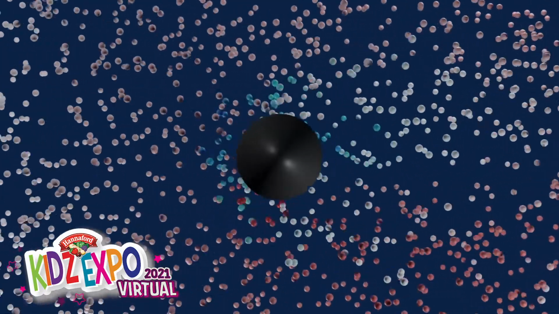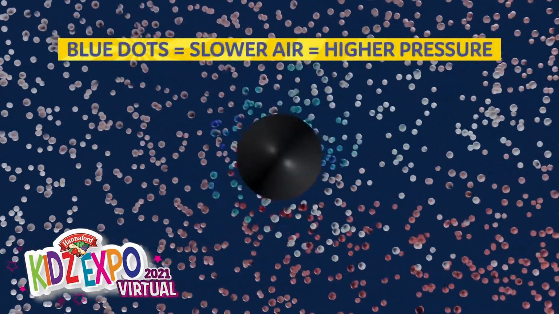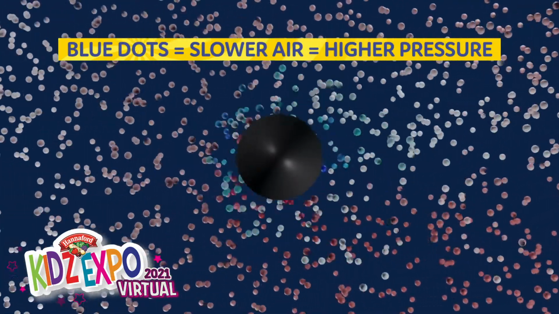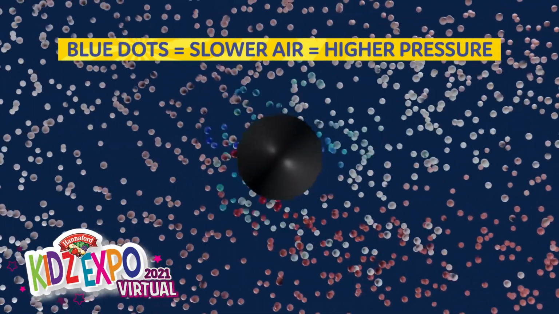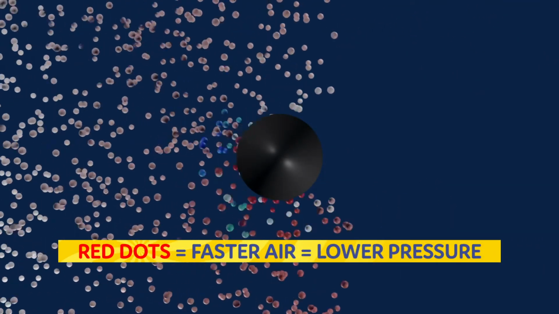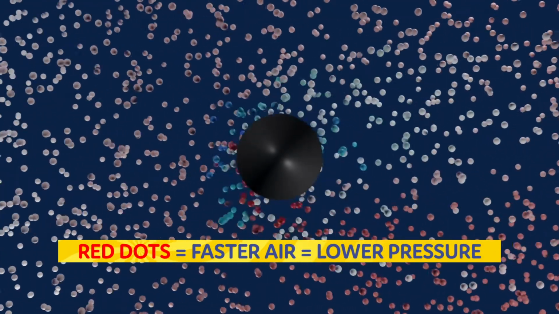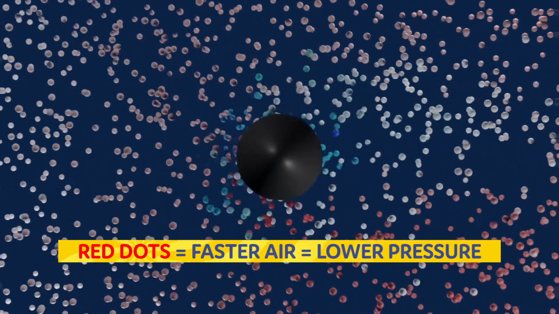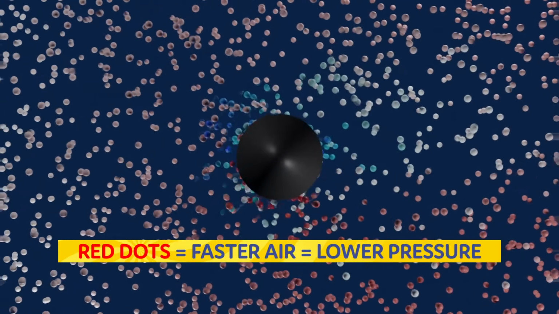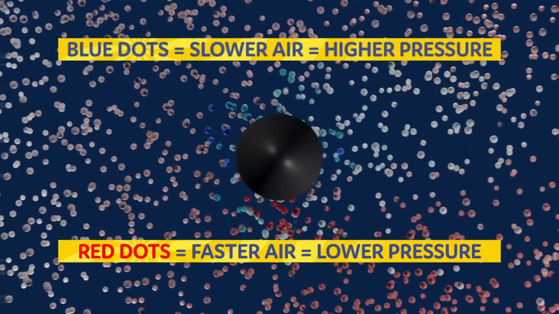So take a look. Up here we have blue bits of air. Now remember, that means that they're going more slowly, so they have a higher pressure. Whereas down here, we have a bunch of red bits of air. That means they're traveling very quickly, so they have a low pressure. Let's slow this down so we can see it even more clearly.